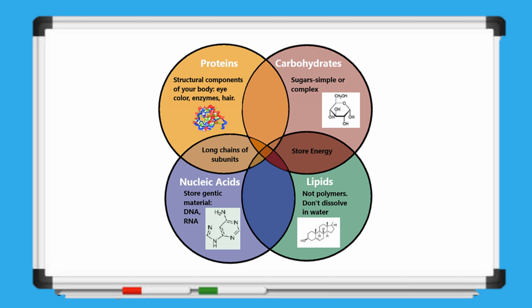Then, in the green circle, we have lipids. These include fats and oils, and are smaller molecules compared to the others, not classified as polymers. Their main function is to store energy.